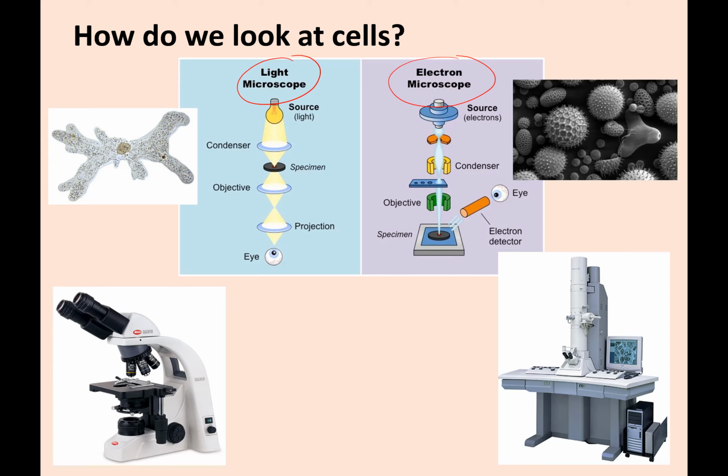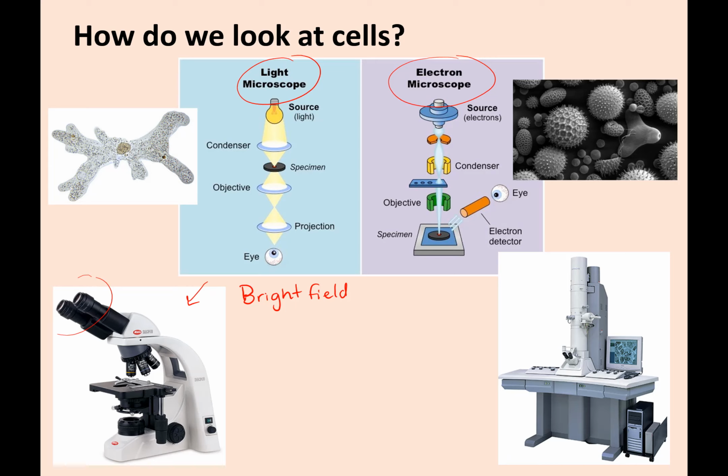Light microscopes are the types that you use in your laboratory classes. You've probably used them before. They use light as the source. They're also called bright field. And you've probably seen a microscope that looks something like this. You have objectives that you can change the level of magnification, and you have eyepieces that you look through.